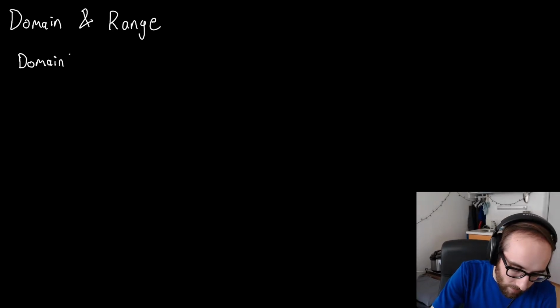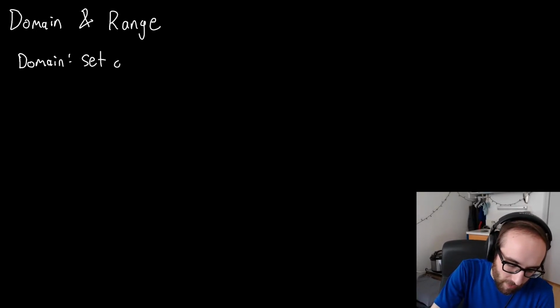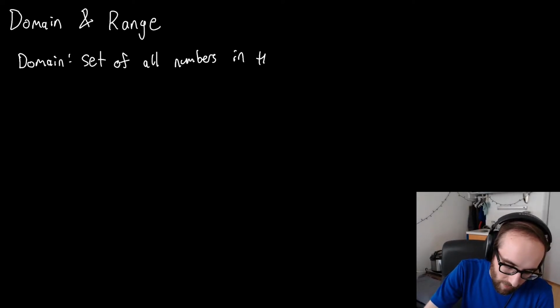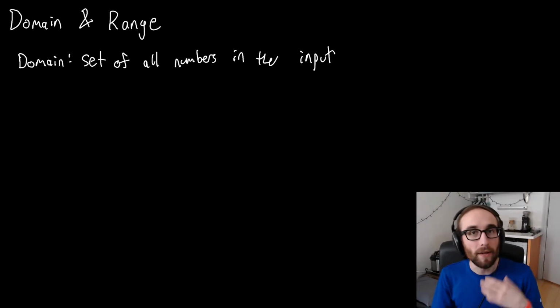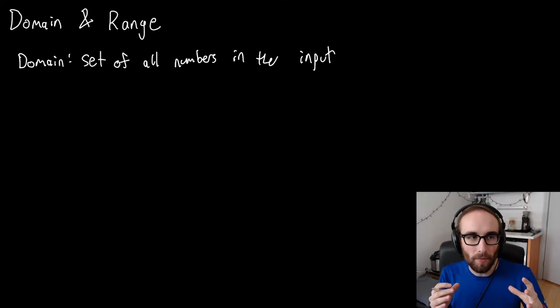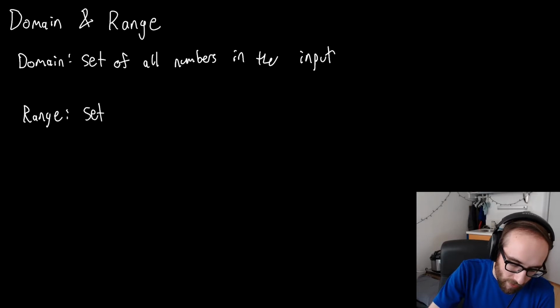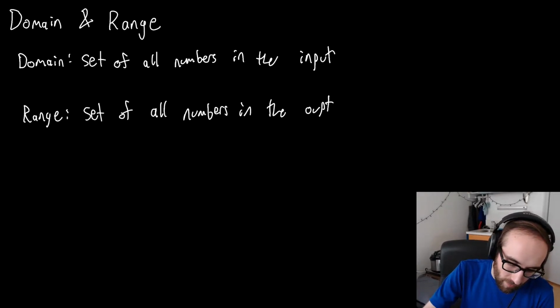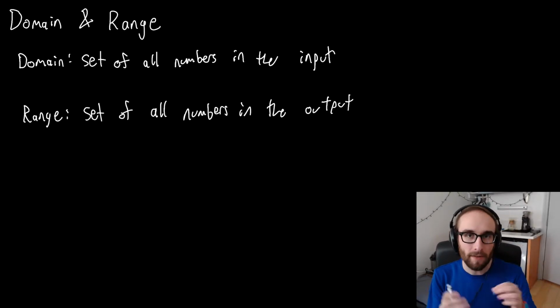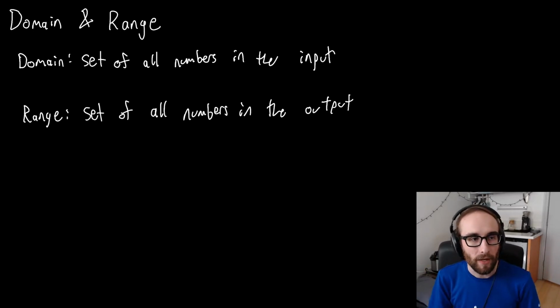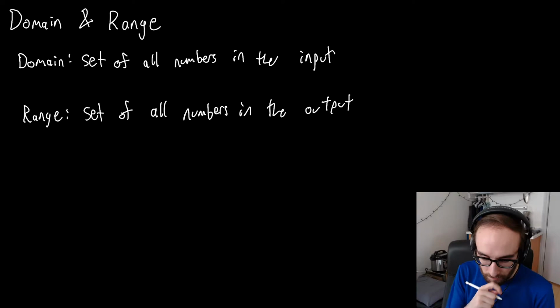The domain of a function is the set of all numbers in the input. So all the numbers that we can input into the function, all of those numbers are what we call the domain. The range is very similar. We have a set of all numbers in the output, the output of our function. So domain is all the numbers that we can put into the function. The range is all the numbers that can come out of the function.